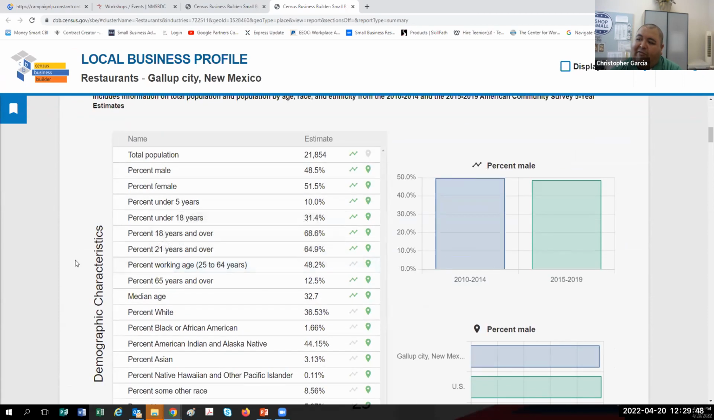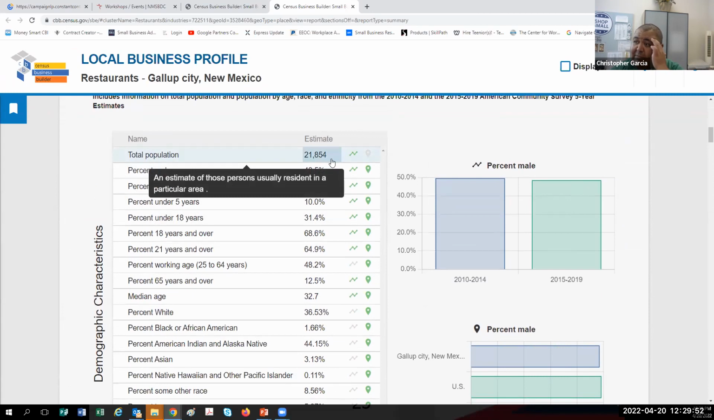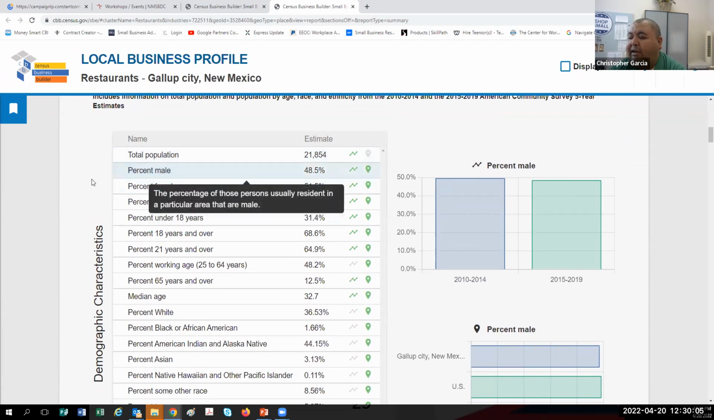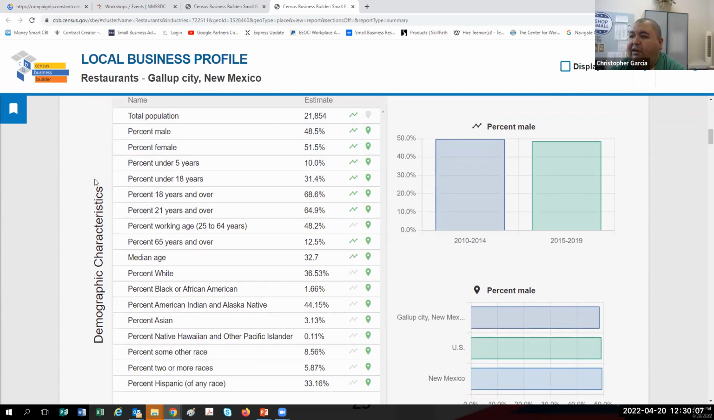And here's that demographic information about people in Gallup. Let's see the total population. Gosh, Gallup has gotten large since I was a kid. 21,154 people in Gallup, bigger than Los Lunas. I didn't know that. Gives you percent male, percent female. I guess it's good to be a male in Gallup, there are more women than men there.